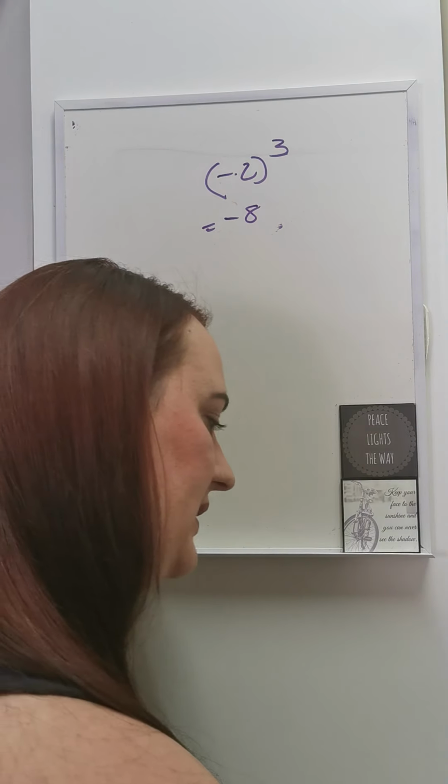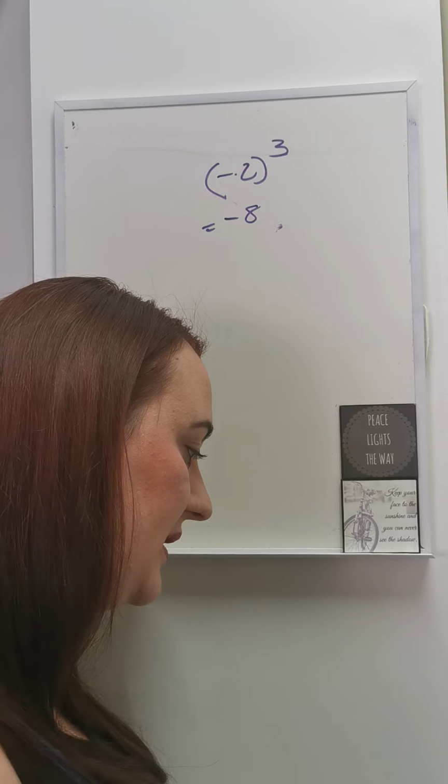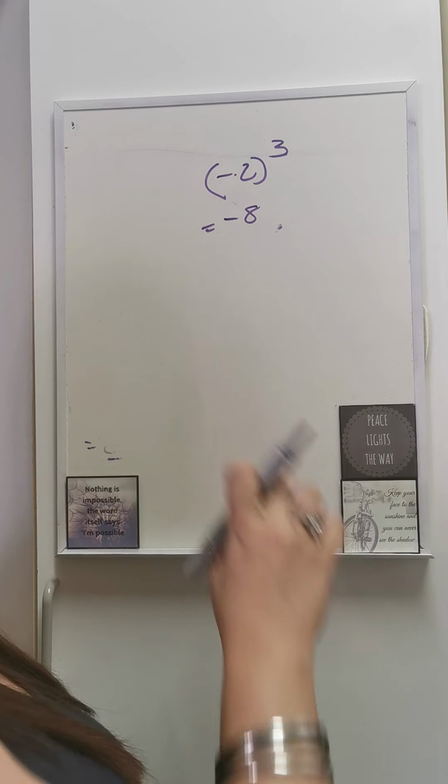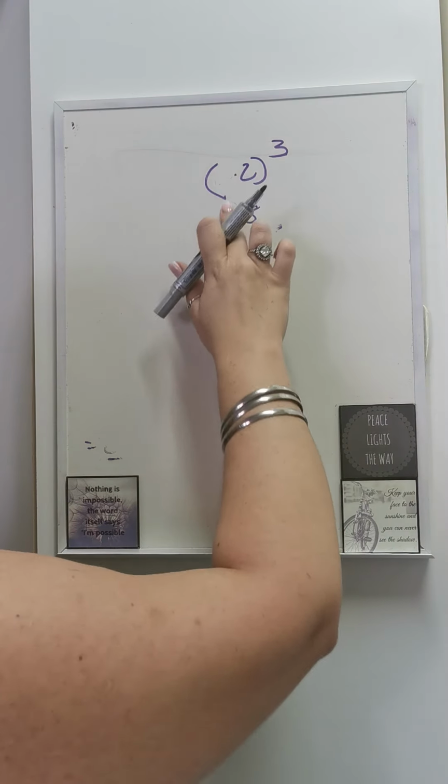And then the next one says, when a positive number is cubed, the answer is positive. Okay, remember we did this in class. We said that all even powers, so to the power of 2, to the power of 4, to the power of 6, to the power of 8, to the power of 100. If you have a negative number to the power of an even number, your answer will always be positive.